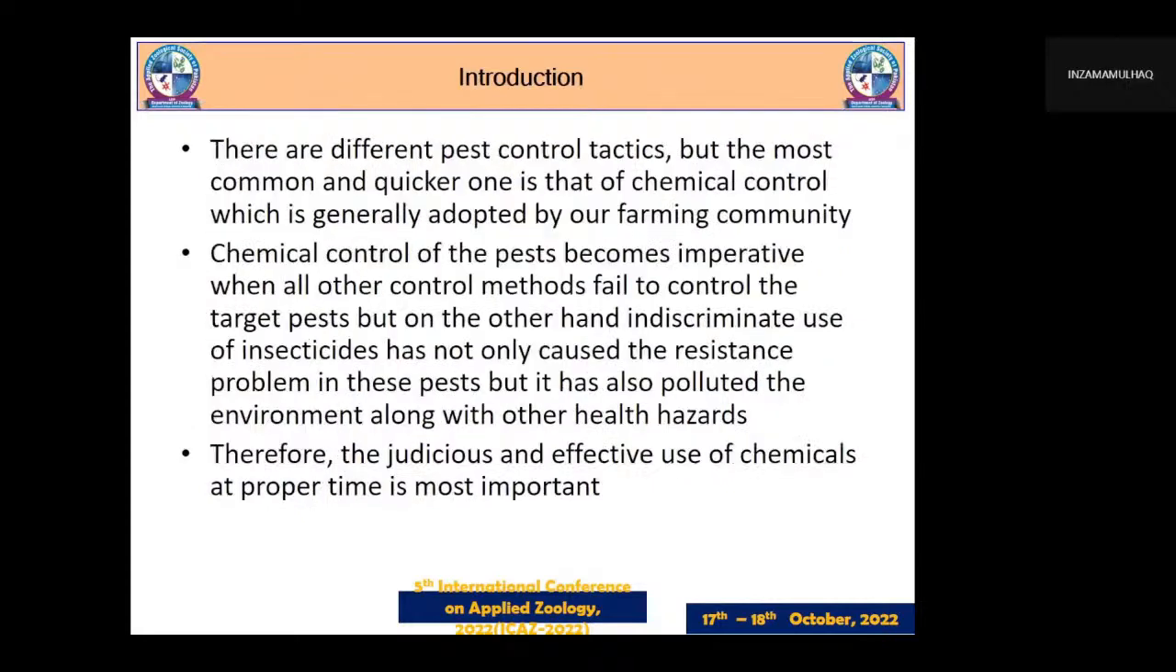There are different pest control tactics, but the most common and quickest one is chemical control, which is generally adopted by our farming community. Chemical control of pests becomes imperative when all other control methods fail to control the target pests. But on the other hand, indiscriminate use of insecticides has not only caused resistance problems in these pests, but has also polluted the environment along with other health hazards. Therefore, the judicious and effective use of chemicals at the proper time is most important.